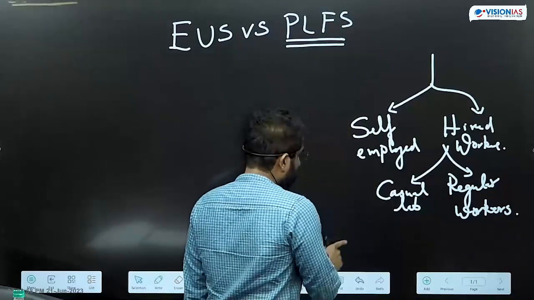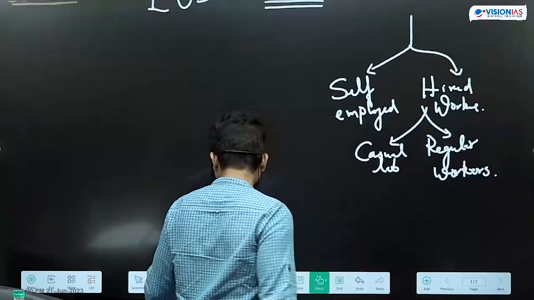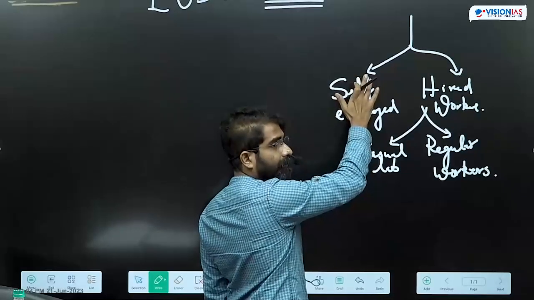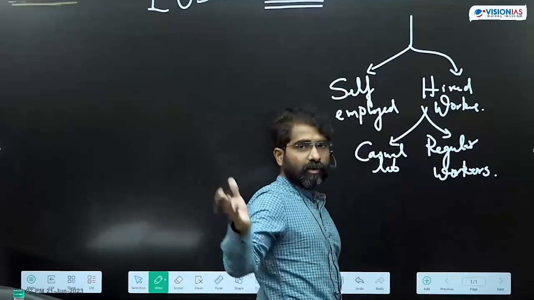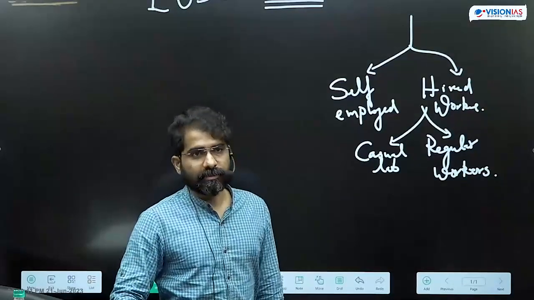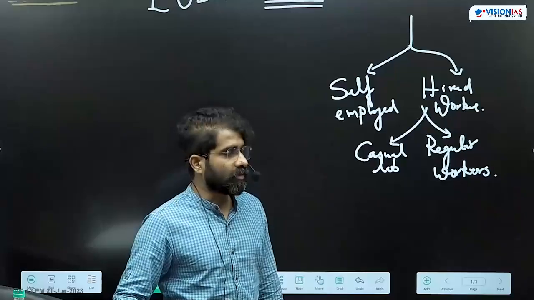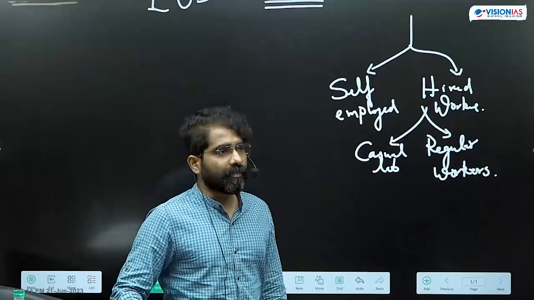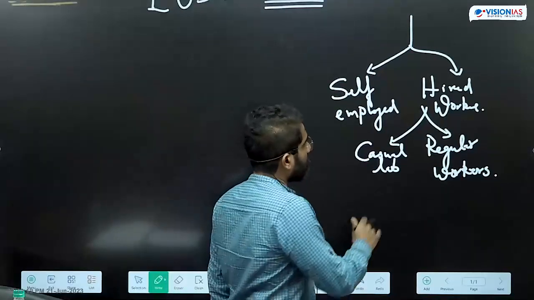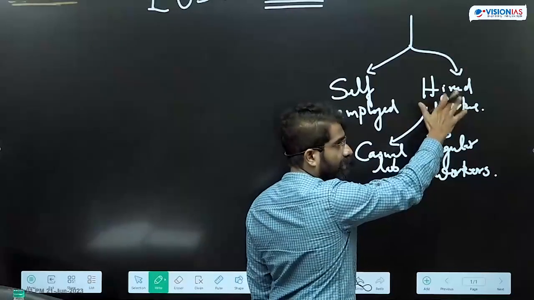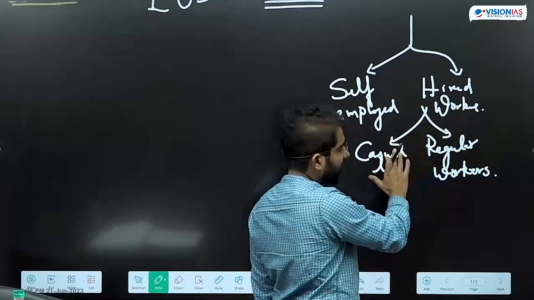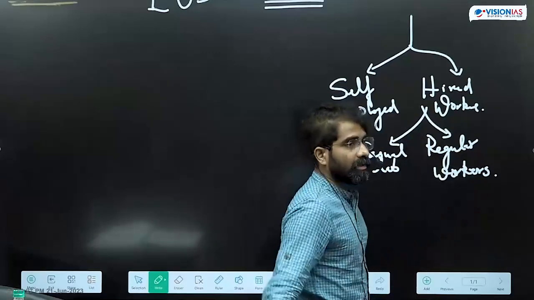Now, unorganized sector can be there here also. Somebody is self-employed, like all these small shops in Karol Bagh and Rajendra Nagar. Though they are self-employed, they are operating in the informal sector, not a formal area. When we talk about hired workers, even in decent companies you can have casual labor as well as regular workers.